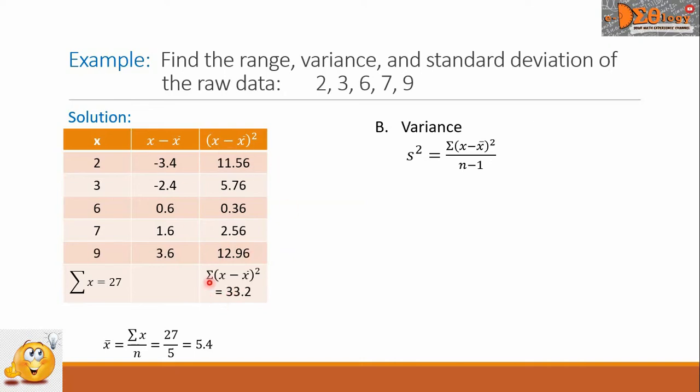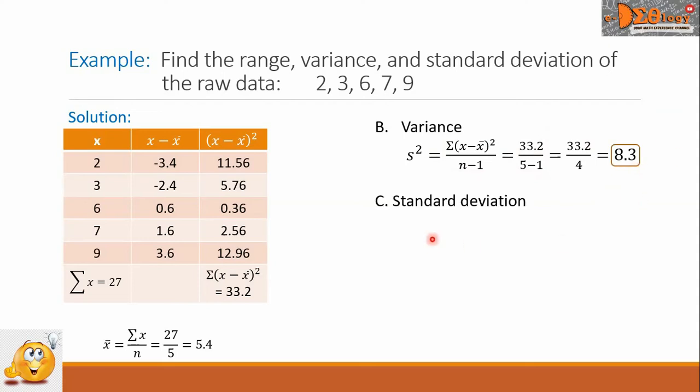Then we need to get the summation of this column. So we write summation of the square of x minus x bar. The total is 33.2. This value here is what we need in our numerator in this formula. So we have 33.2 all over, and minus 1 is 5 minus 1. This 5 minus 1 is simply 4, and the quotient 33.2 over 4 is 8.3. This is now the variance.